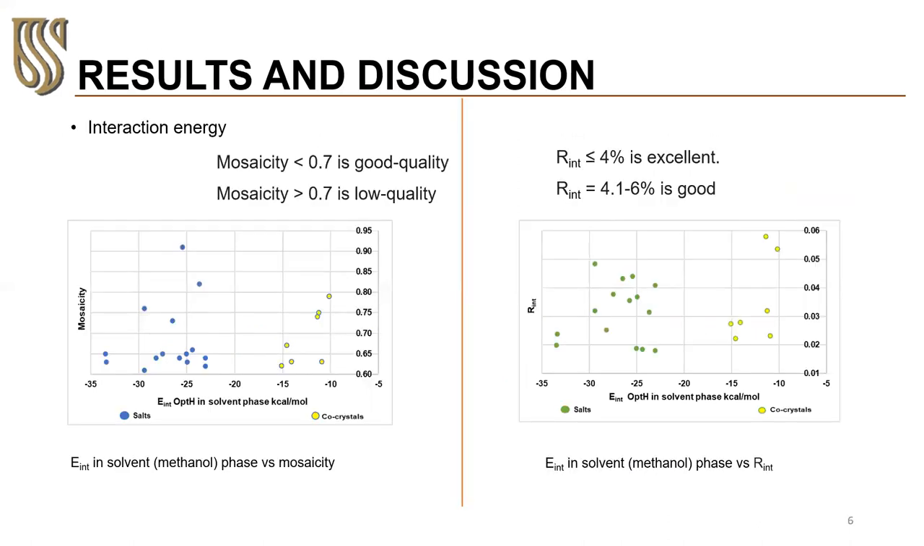This is the result of the interaction energy in relation to the mosaicity and R-int. We use a threshold of less than 0.7 mosaicity for good quality crystals and greater than 0.7 for low quality crystals. R-int of less than 4% is an excellent crystallography data, while R-int between 4 to 6% is for good quality data. In these two graphs, both co-crystal and salt were found in the lower region of mosaicity and R-int, as well as the high region of mosaicity and R-int. This means the strength of interaction between the components of salts does not determine the formation of good quality crystals.